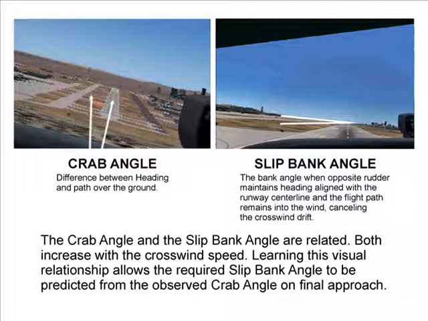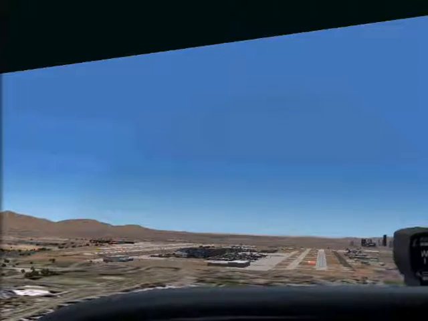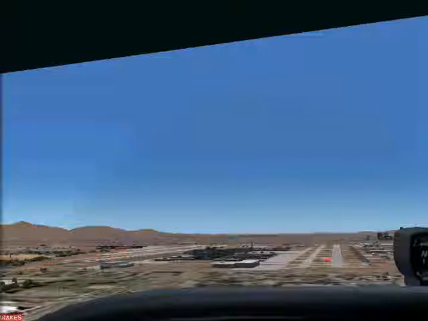Knowing that there is a specific slip bank angle associated with the crab angle forces us to look for it, allowing this visual relationship to be learned with minimal crosswind landing experience. The learning process may be sped up by measuring the crab angle by comparing heading with runway direction, and then banking half of this angle and memorizing the visual bank attitude. This light airplane is on final approach, correcting for a left crosswind with a crab angle.